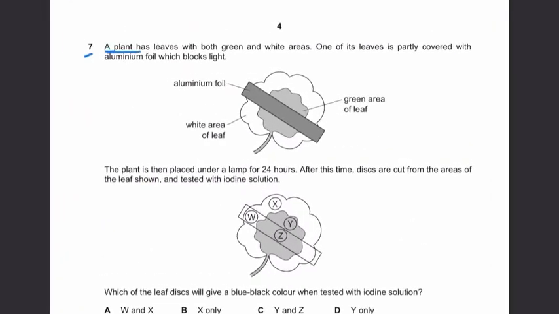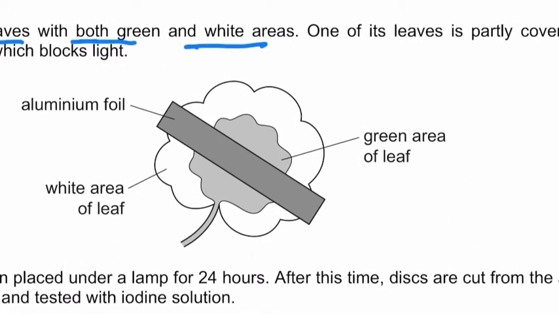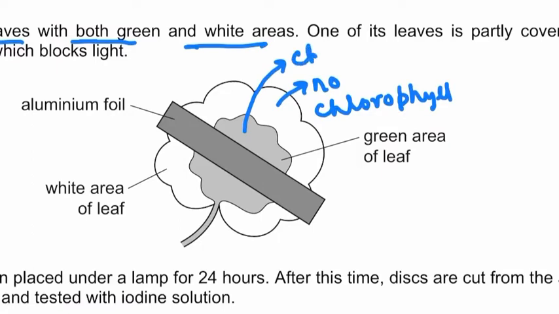A plant has leaves with both green and white areas. So guys, the leaf has both white and green areas. The white areas do not contain chlorophyll, or we can say white areas have no chlorophyll, whereas the green area contains chlorophyll.